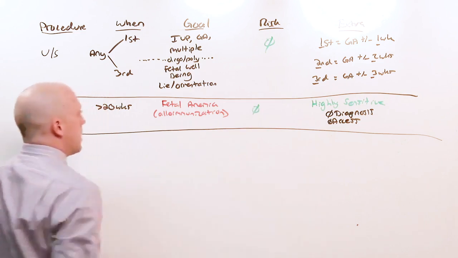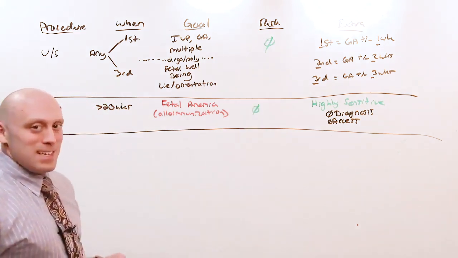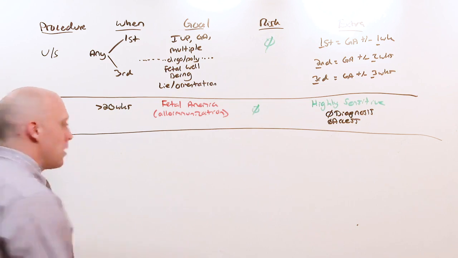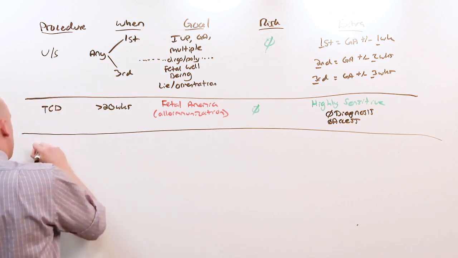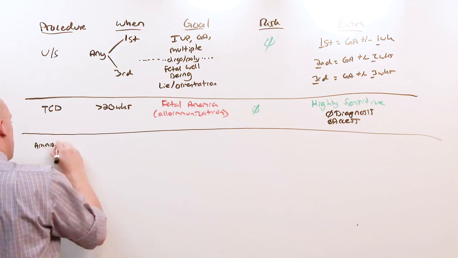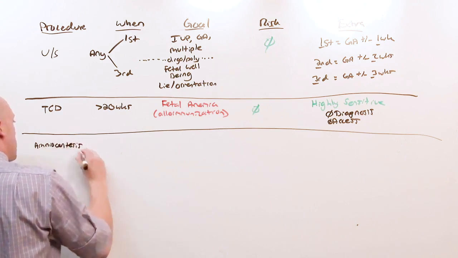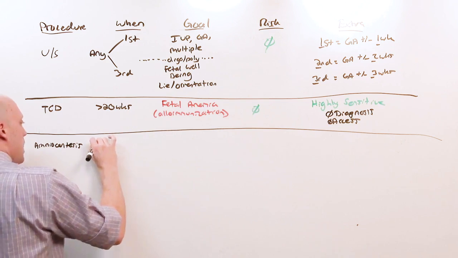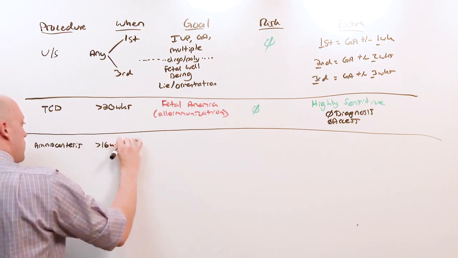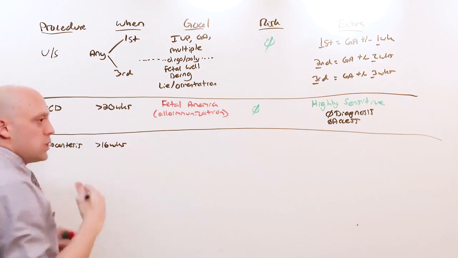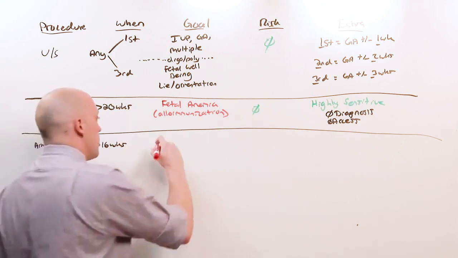We're going to come back to this at the end. We're doing this in increasing risk. The amniocentesis used to be the go-to test. And generally, it was used after 16 weeks, up to term. And you could use it for a couple of things.